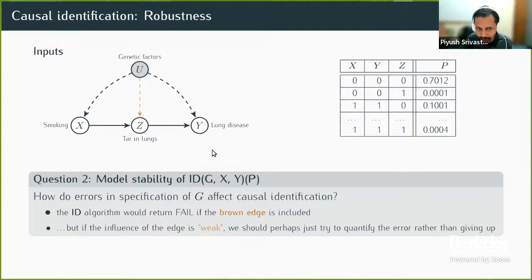And if that U to Z edge was present, then this identifiability goes away. Then you cannot write down this ID G X Y as a function of P. And the ideal algorithm would correctly fail in that case. It will just say that the formula does not exist. But perhaps if the influence of this edge was somehow weak, maybe we shouldn't be so pessimistic. We shouldn't just say fail. We should try to quantify the error of having ignored such a weak edge rather than just giving up. So that's the second kind of stability. So these are the two kinds of stability we want to look at.